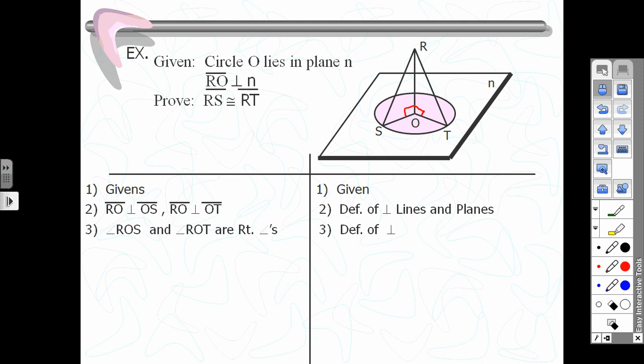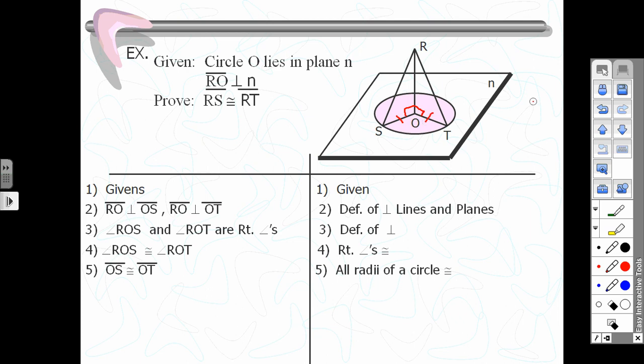What can we say about right angles? Well, right angles are congruent. I'm sure you already knew that. Already had that written down. All right, so let's see, what else do we have? Well, they gave us a circle. So in a circle, we know that the radii are congruent. So let's put that in. I'll go ahead and mark that up. So OS congruent to OT. Okay.